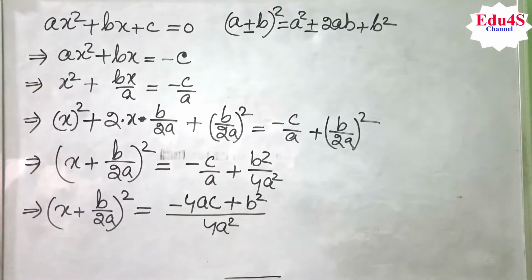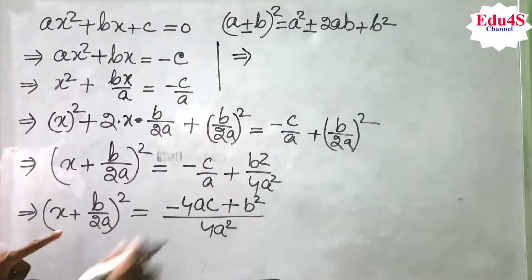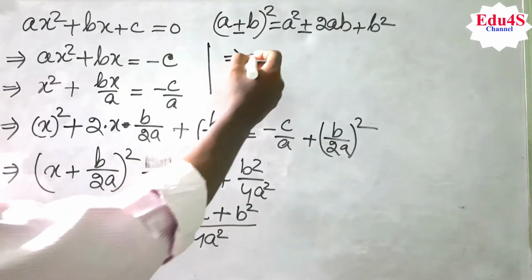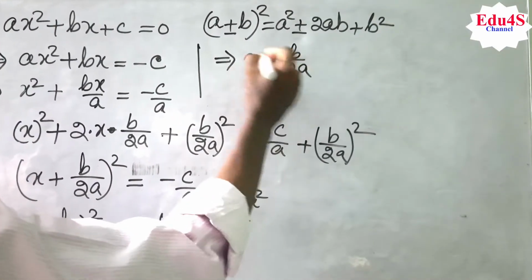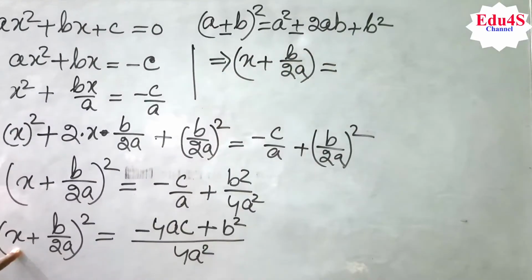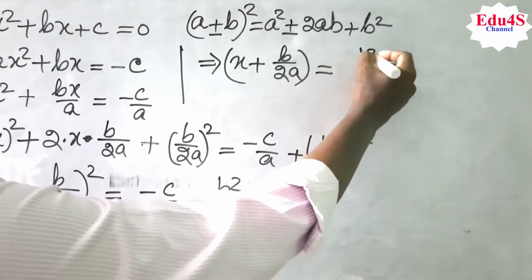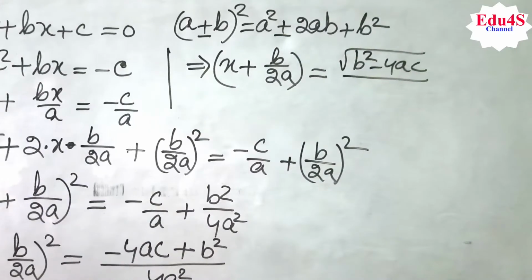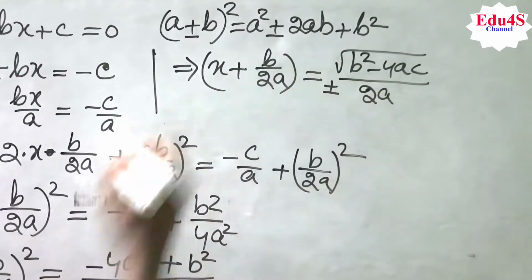Clear? Now I am writing here, as there is no space here. Now if you take the square root on both sides, you will get x plus b by 2a. This will be how much? You take the square root of this side also. So you will get the square root of b square minus 4ac over the square root of 4a square, which is 2a. Since we have taken the square root, you write plus minus.